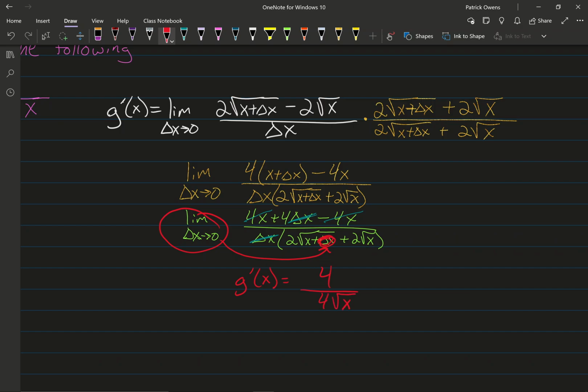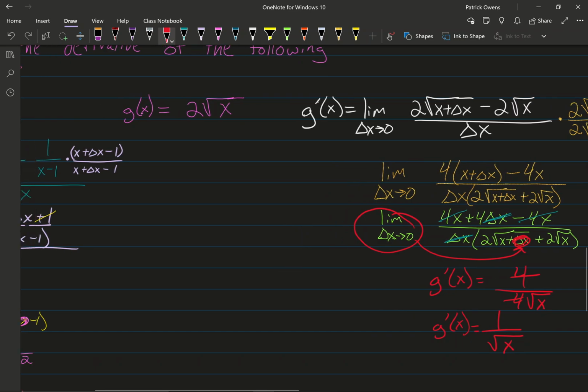root x, but we can factor out the 4's, and when we factor out the 4's, we are left with our derivative as 1 divided by the square root of x. That is how we calculate the derivatives for any rational or radical function.